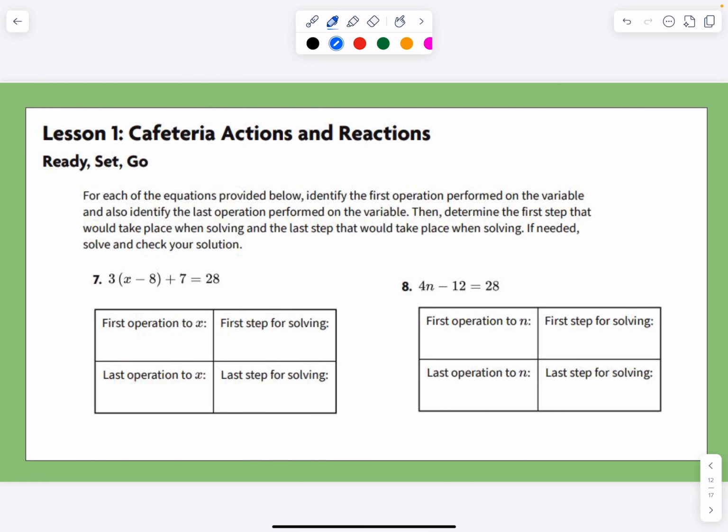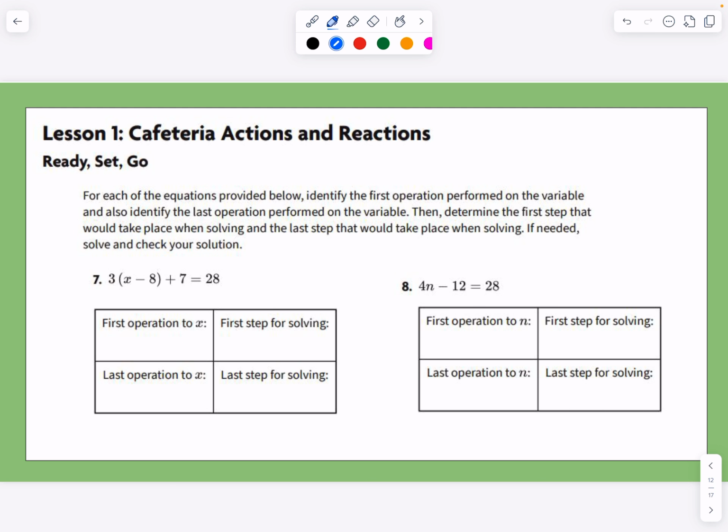Now this next set of questions here, there's 4 of them. They want you to look at the equations provided and identify the first operation that would be performed on the variable, and also identify the last operation performed on the variable. Then determine the first step that would take place when solving and the last that would take place in solving. If needed, solve and check your solution.